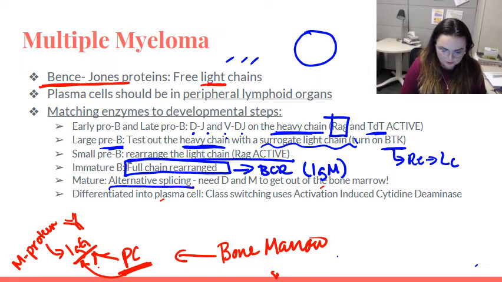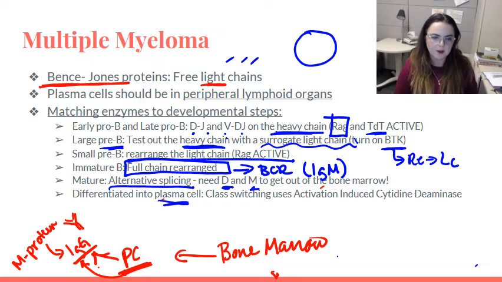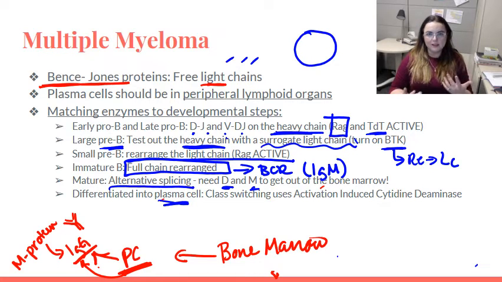Then you undergo alternative splicing, which allows you to have IgD and IgM to get out of the bone marrow, right? We need expression of both. So now we're out of the bone marrow, and then in the periphery can differentiate into plasma cells. So what actually causes all of these changes in multiple myeloma? And honestly, that's a really good question. It's not entirely known. It's likely due to genetic changes leading to overexpression of the NF-kappa B transcription factor genes, which would include things like interferon regulatory factor 4 and c-Myc, and that these changes promote the proliferation and secretion of immunoglobulin and the light chains, but it's not entirely understood.